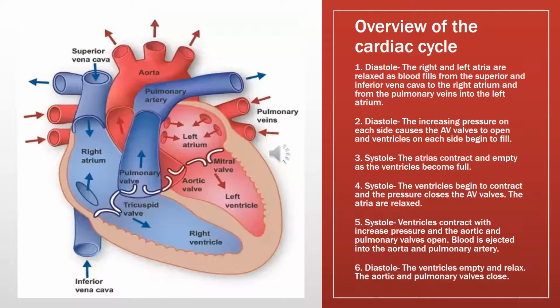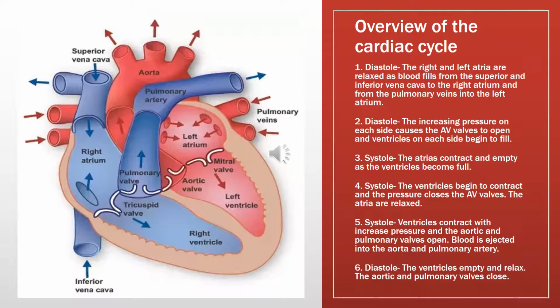The ventricles contract with increased pressure and the aortic and pulmonary valves open up. Blood is ejected into the aorta and the pulmonary artery. And then the ventricles empty and relax and the aortic and pulmonary valves close.